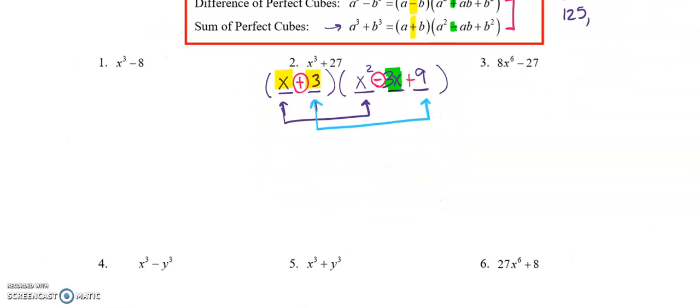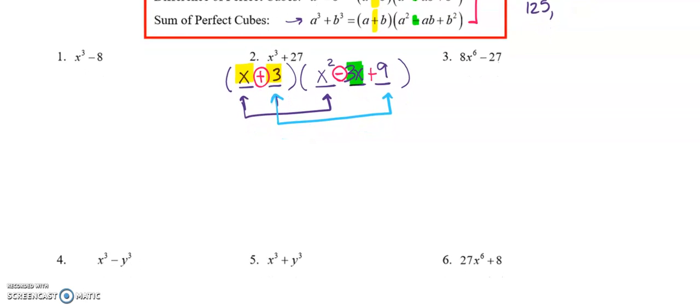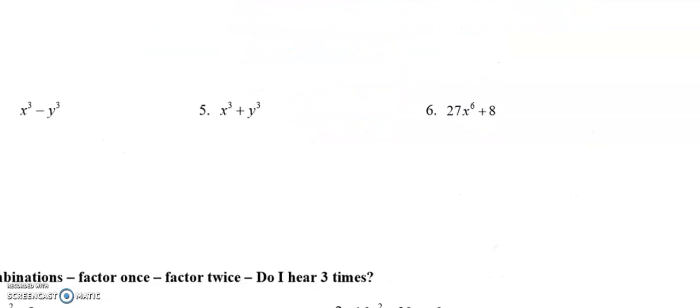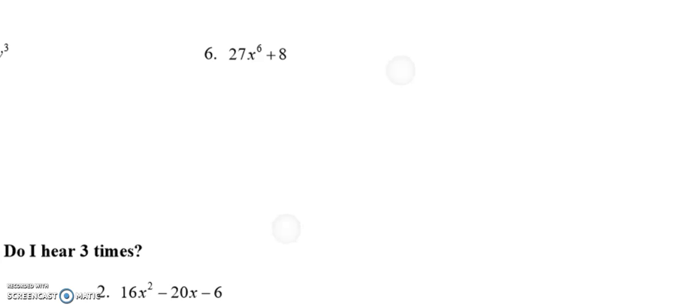Let's try number 6. When I look at number 6, I've got 27x to the 6th plus 8. 27 is a perfect cube, x to the 6th is a perfect cube, and so is 8. So I'm going to need a binomial, 1, 2, and a trinomial, 1, 2, 3. And I just kind of think of it in terms of slots.